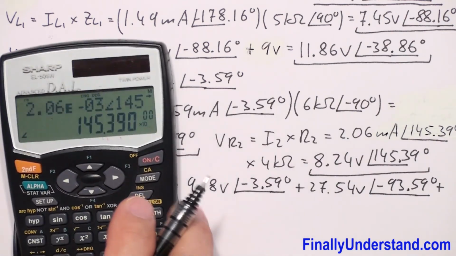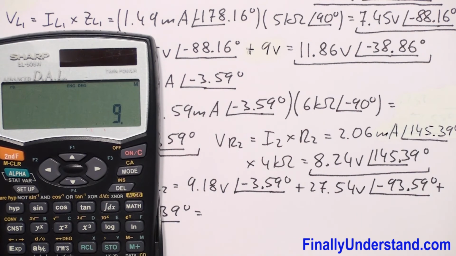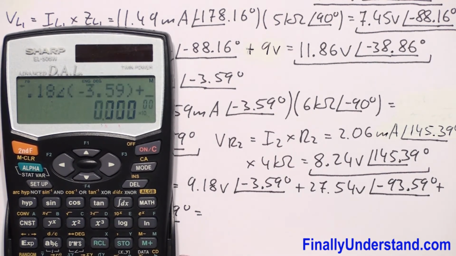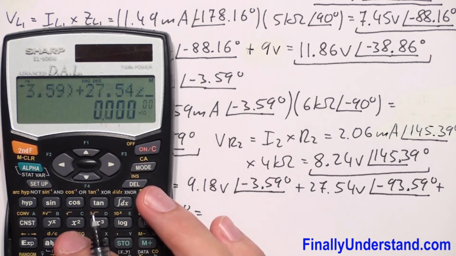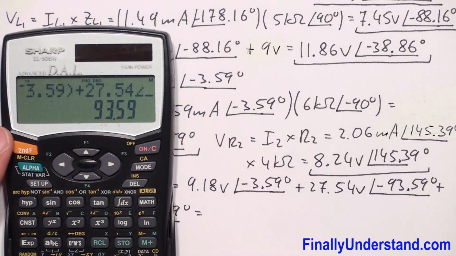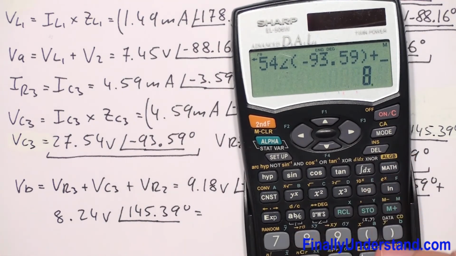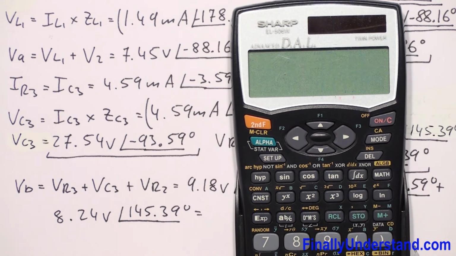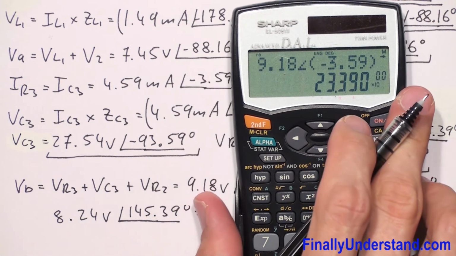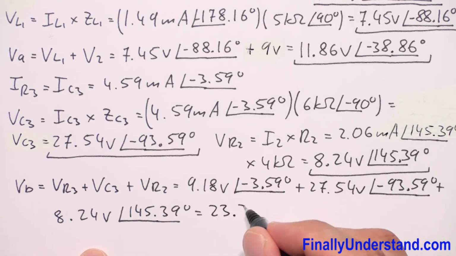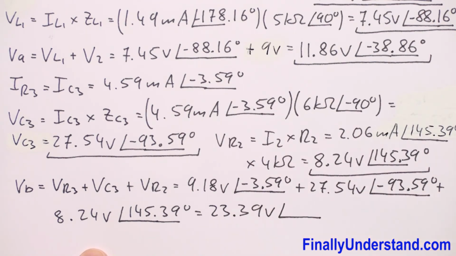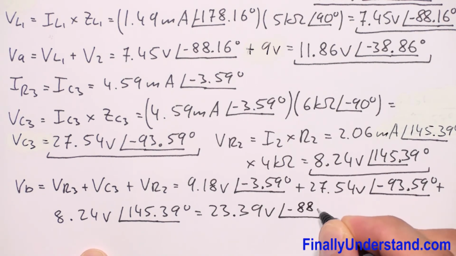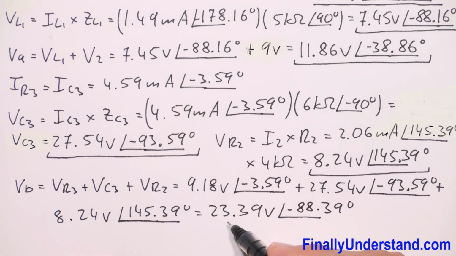Okay, let's use the calculator. So we have 9.18 and angle of 3.59 negative, plus 27.54 and angle of 93.59 negative, plus 8.24 and angle of 145.39. This is equal to 23.39 volts and angle of negative 88.39 degrees. And this is my voltage VB.